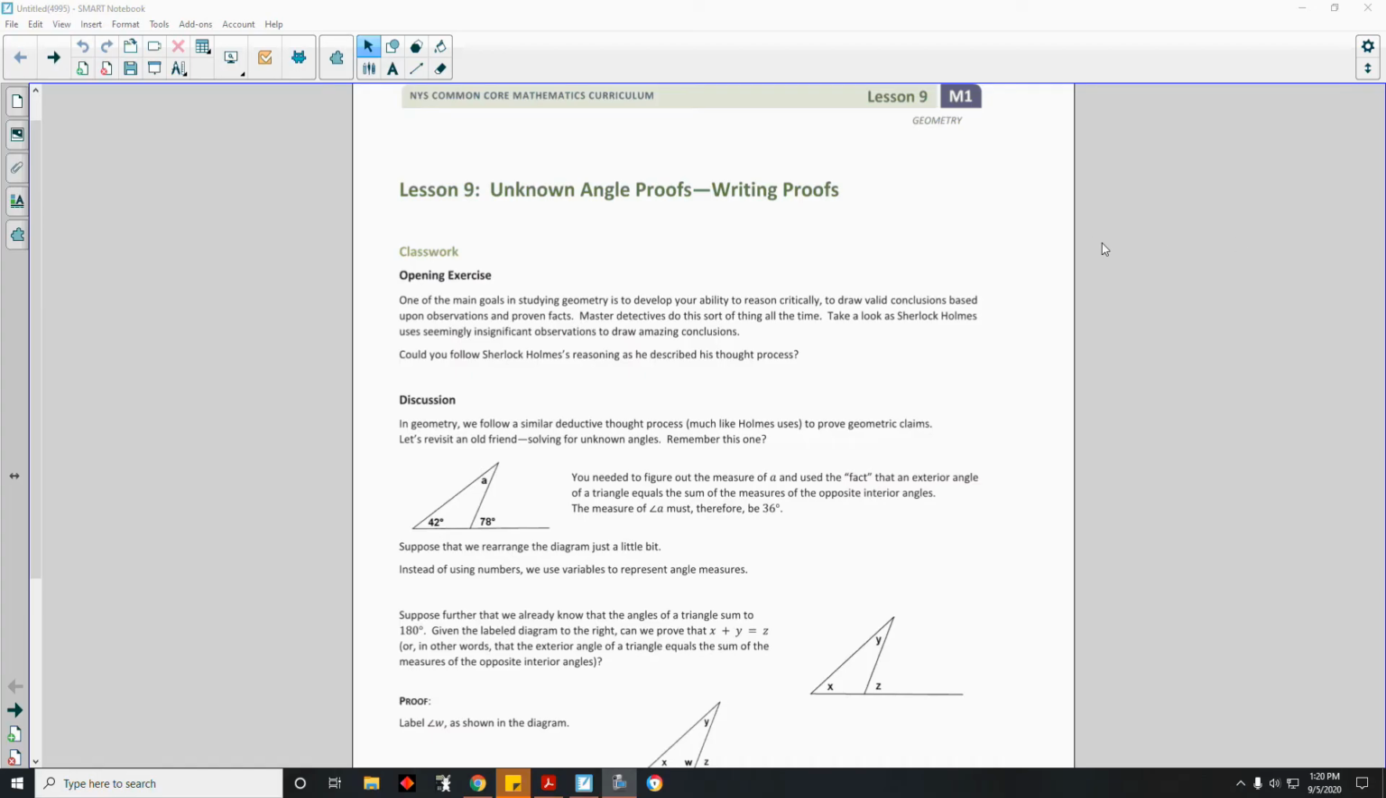Welcome to Lesson 9, Unknown Angle Proofs, Writing Proofs. Before we get started on this though, there was a link to a video on Sherlock Holmes figuring out a crime. So we're going to watch that video before we continue.